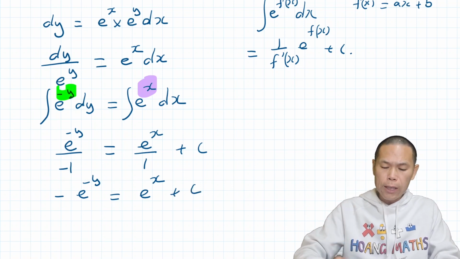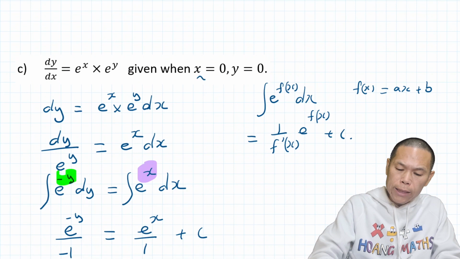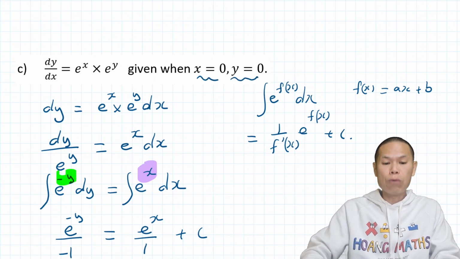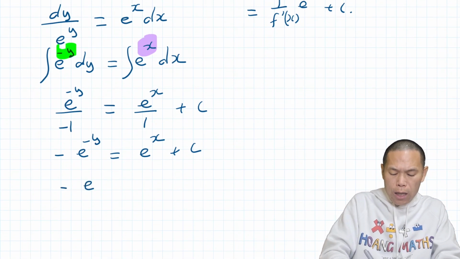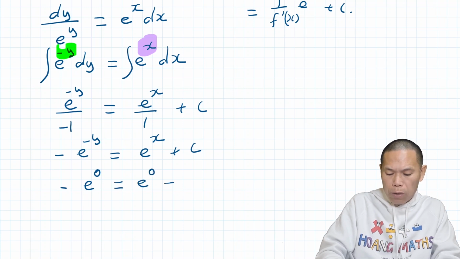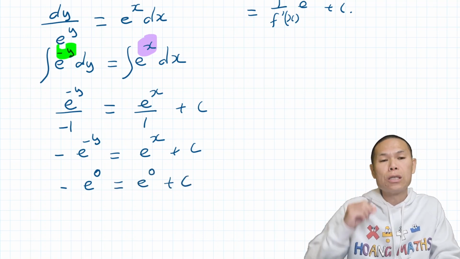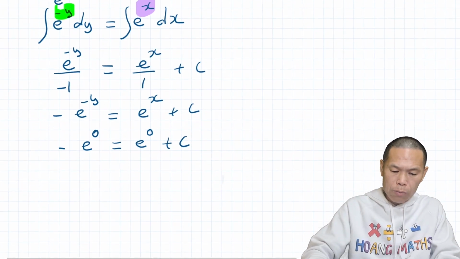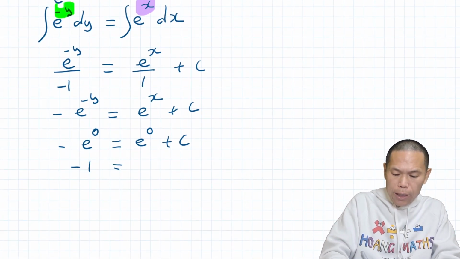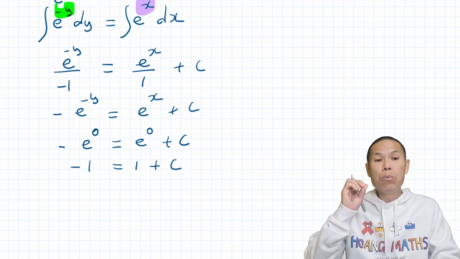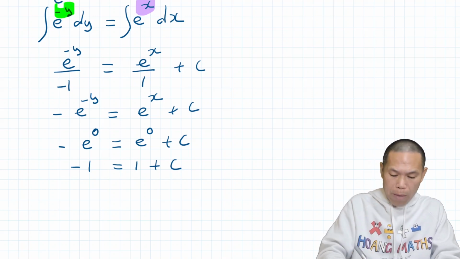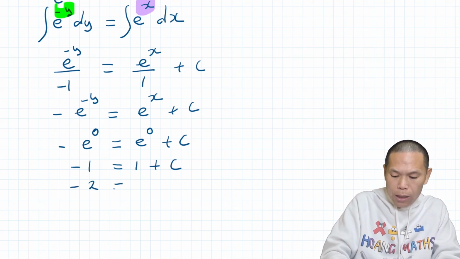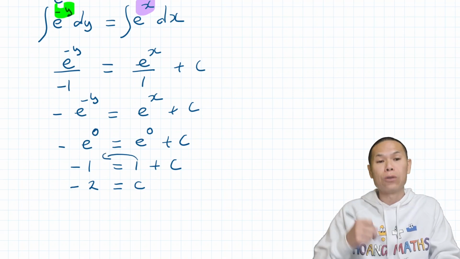And we need to solve for c. Look at this. When x is 0, y is 0. So negative e to the negative 0 is equal to e to the 0 plus c. And don't forget, e to the 0 is 1. So this means that negative 1 is 1 plus c. We move the 1 to this side, it becomes negative 1 minus 1. That gives me negative 2. So that gives me c. Keep that in mind.